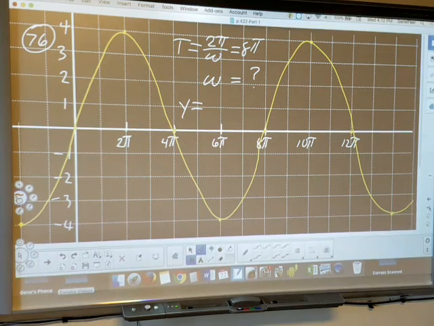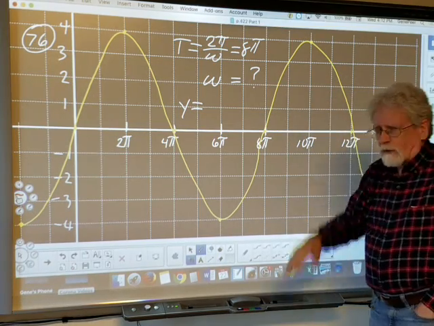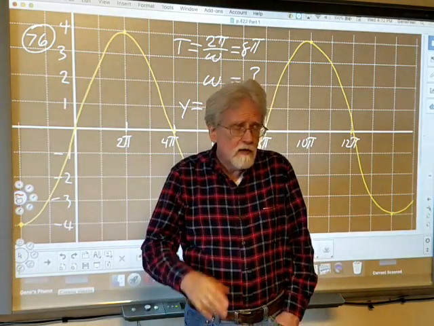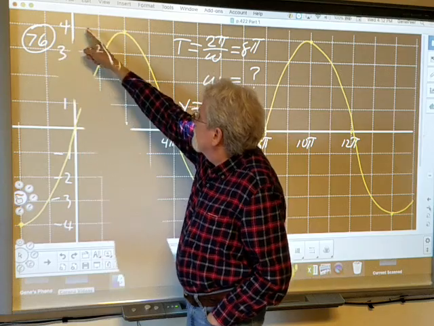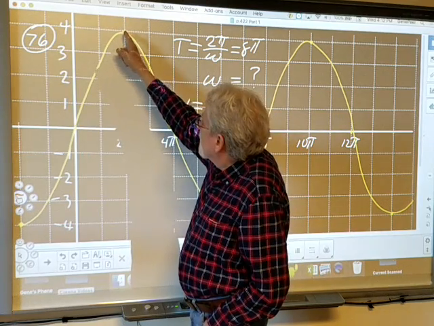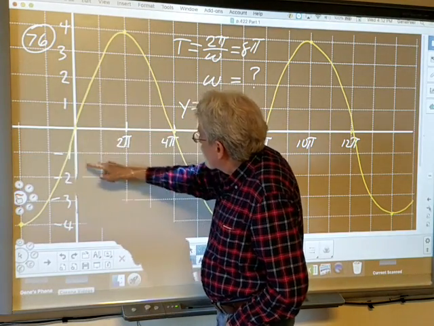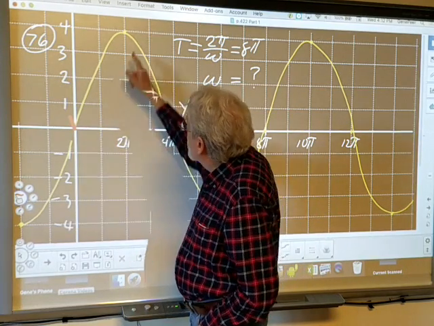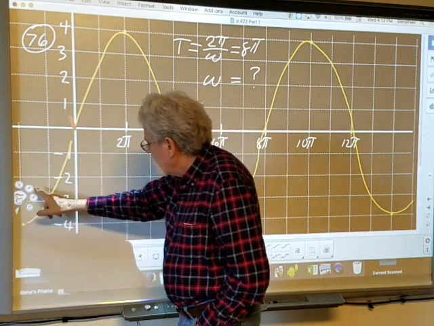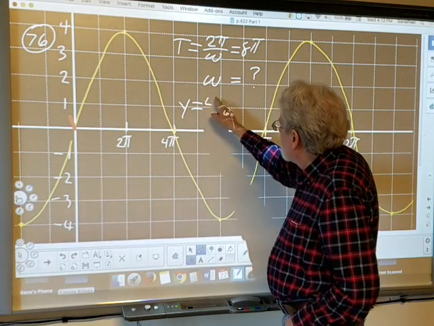76. Oh, this one's kind of fun. They gave you the graph, and we come up with the equation. We can see immediately we have an amplitude of 4. And it's going up, not going down. If it were going down, it would be a -4, but it's going up, so it's a +4. So we already know our function will start with 4 times something.